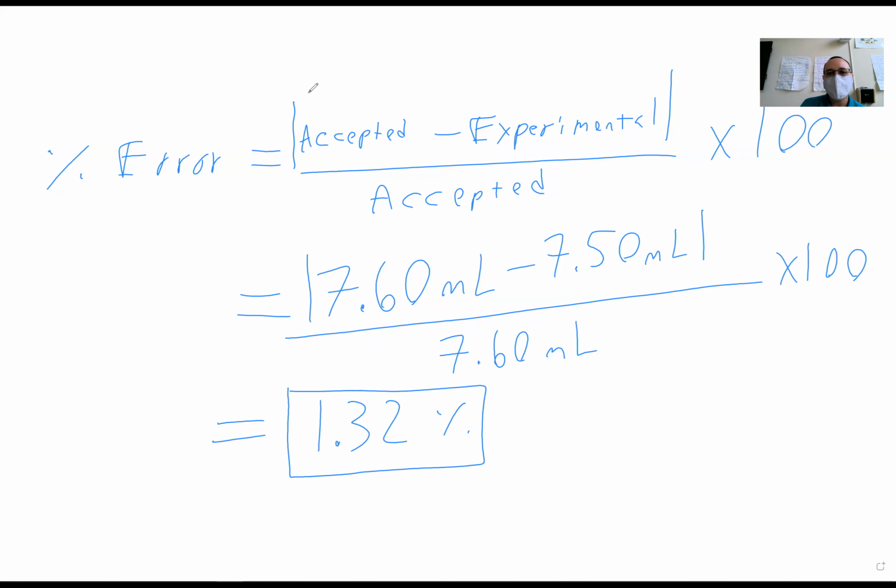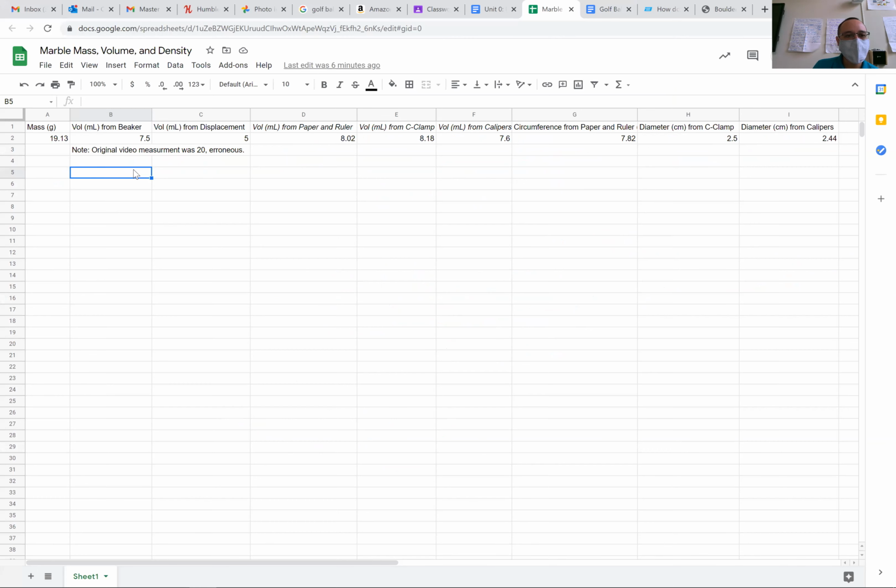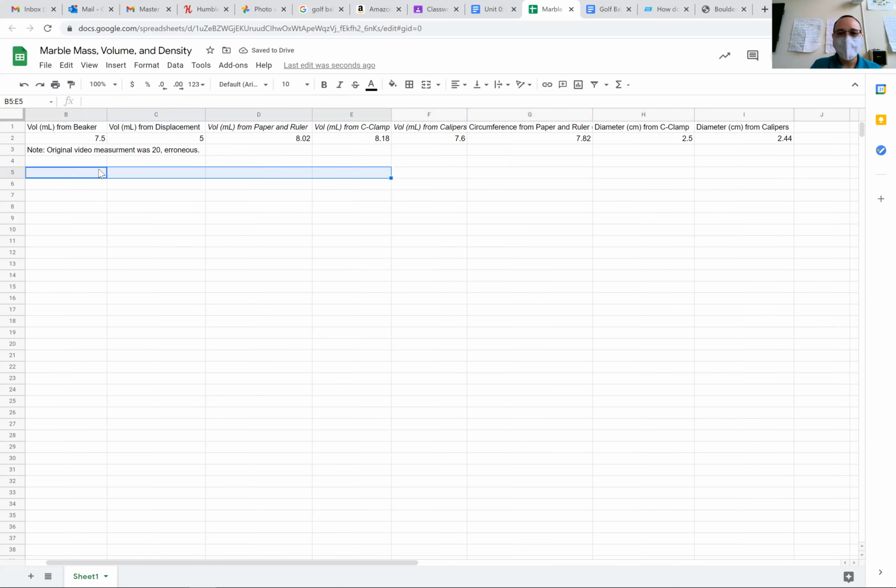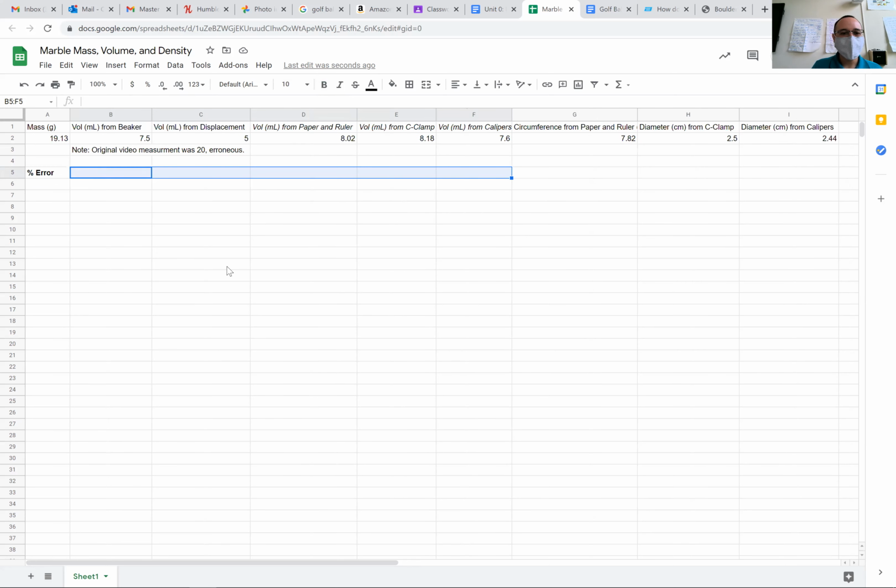So we're going to go back to the data table. Feel free to pause. We're going to go back in 3, 2, 1. Okay, so we got 1.32%, right? But notice I'm not actually copying that value down. Instead, I'm going to say percent error right there, and I'm going to make it bold. That's what's going to go all the way across this row. Not that far, but right there. Percent error.